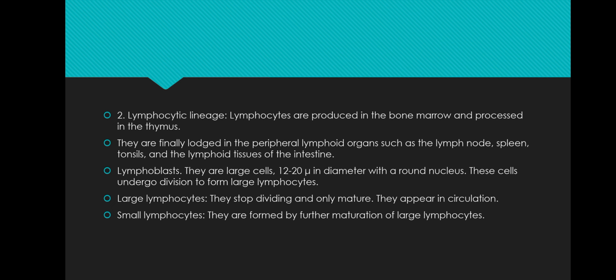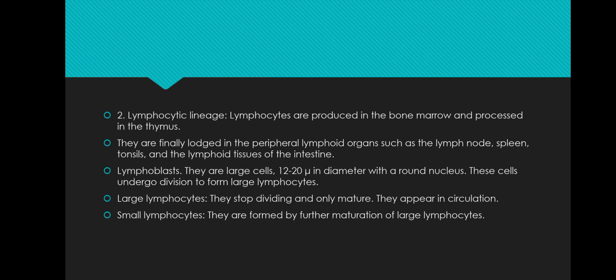So lymphocytes are produced from the bone marrow and processed in the thymus. Finally they are lodged in the peripheral lymphoid organs such as lymph nodes. Lymphatic lineage means the lymph system. So lymphocytes are lodged in the peripheral lymphoid organs such as lymph node, spleen, tonsils, and the lymphoid tissue in the intestine.